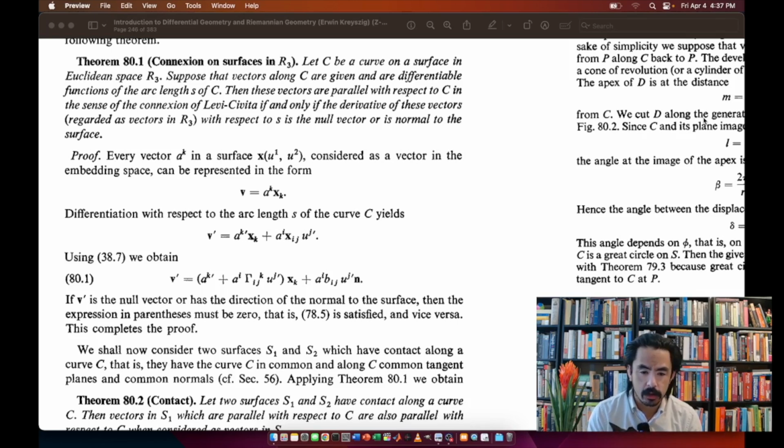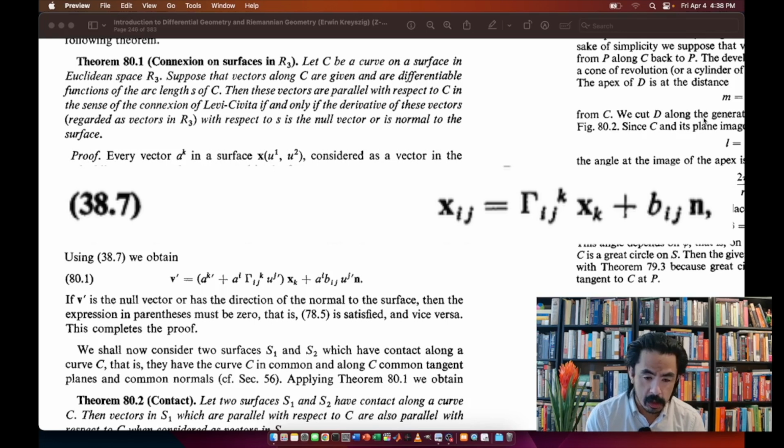Every vector A^k in a surface, vector x in terms of u1 and u2, considered as a vector in the embedding space, can be represented in the form vector v equals A^k times vector x_k. Differentiation with respect to the arc length s of the curve C yields vector v prime equals A^k prime times vector x_k plus A^i times vector x_ij times u^j prime.